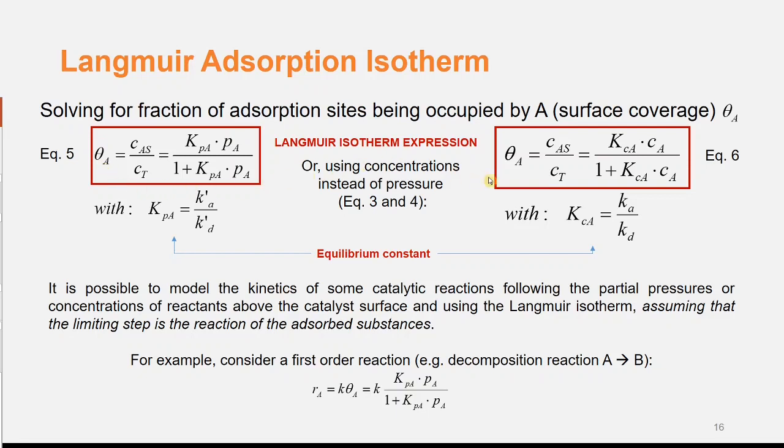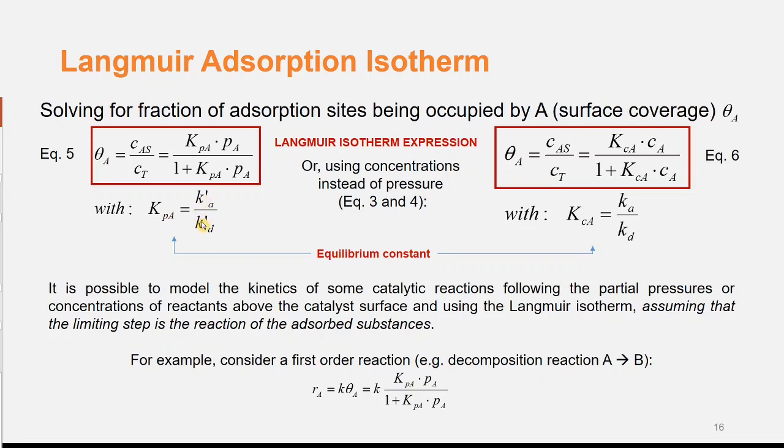As before, you can also use concentrations with equivalent adsorption equilibrium constant, Kca equal to Ka over Kd. Note that when it is in terms of the concentration, we use subscript C in the adsorption equilibrium constant, and the rate constants do not have primes. When it is expressed in terms of partial pressure, we use subscript P in the adsorption equilibrium constant, and the rate constants have primes.